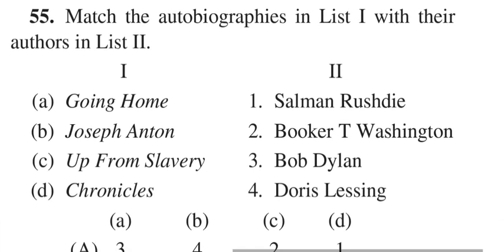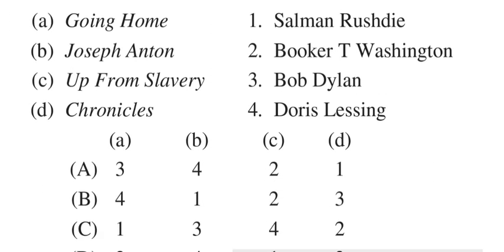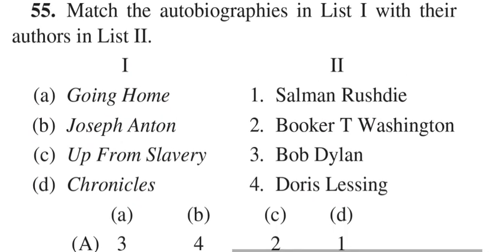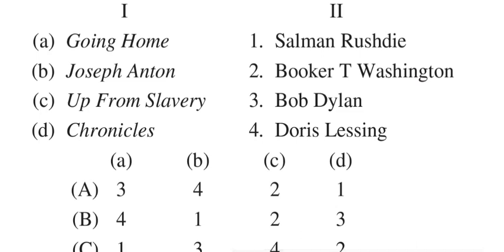Number 55 says, match the autobiographies in list 1 with their authors in list 2. Going Home, Joseph Anton, Up from Slavery, Chronicles; Salman Rushdie, Booker T. Washington, Bob Dylan, Doris Lessing. The correct answer of 55 will be what? It is B. It means A4, Going Home, Doris Lessing. So please try to know about her work.